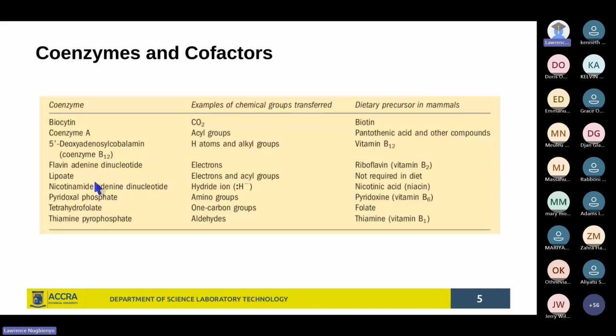Lipoate also, transfer of electrons and acyl groups. Nicotinamide adenine dinucleotide, that too you will see in biochemical reactions. You see it written in its abbreviation NAD, and also in its hydride form you see NADH, also involved in oxidation reduction reactions. Pyridoxal phosphate is involved in the transfer of amino groups.